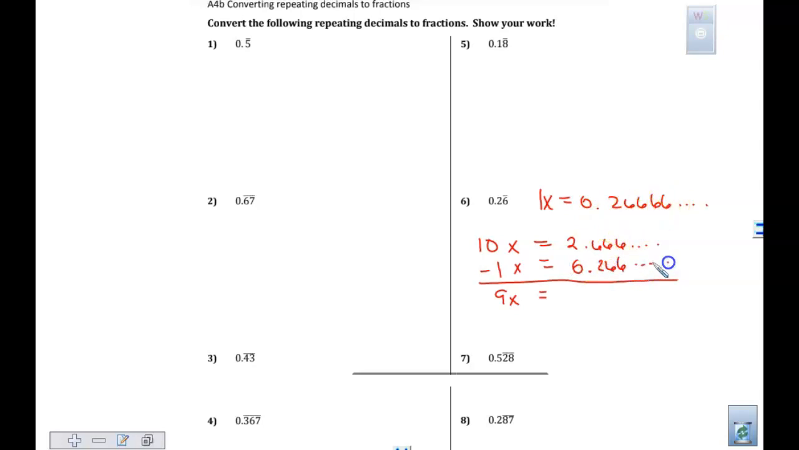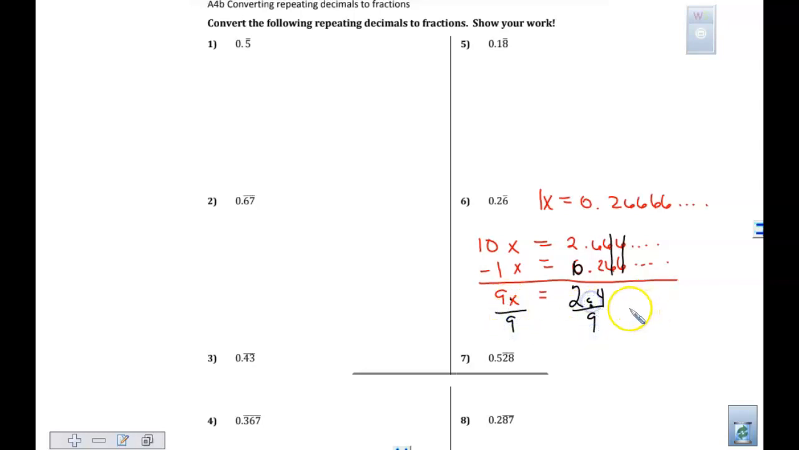this is 0 point, this exact number, 266, and it repeats. As you begin to subtract this, when you do the subtraction, the 6's cancel the 6's, that's 0. 6 minus 2 gives us a 0.4. 2 minus 0 gives us 2.4. So 9x equals 2.4. Last year, remember solving.